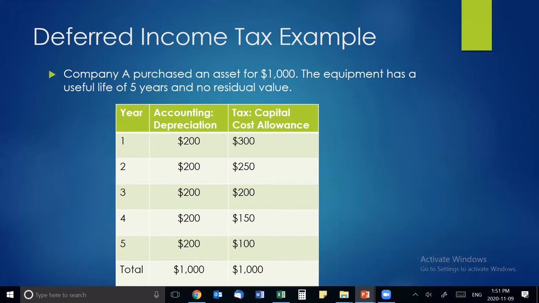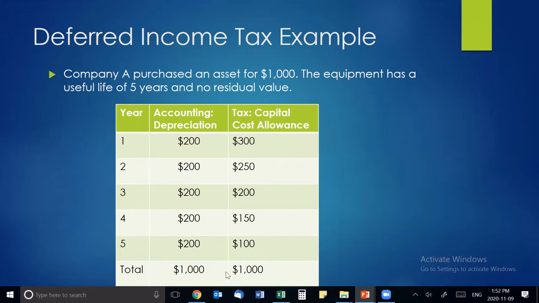For depreciation, if we're doing straight line, we have to take the same amount every year. I mean, we always have to take depreciation. We can't skip a year. But for tax purposes, we can. We can take an amount of 0. Right? But then at the end, you would have taken the full $1,000.